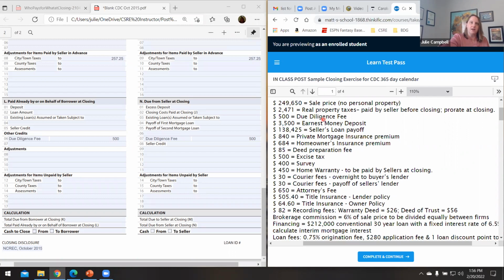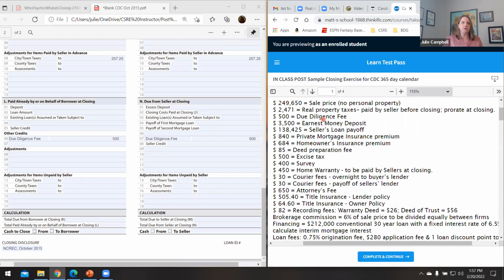The buyer didn't give that to the seller. It's just been chilling in somebody's escrow account. Since the seller never touched that money, at settlement, the seller's not involved in the earnest money deposit. They're only involved in due diligence because they touched that money. And again, when we went under contract, the buyer paid that.